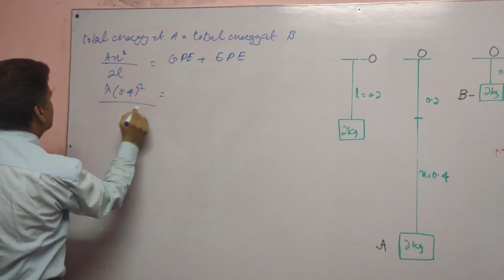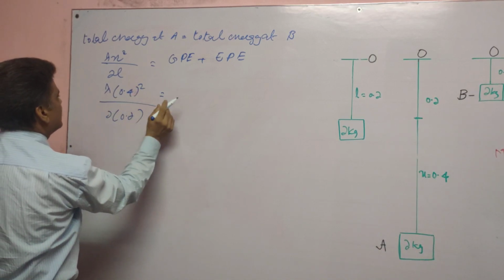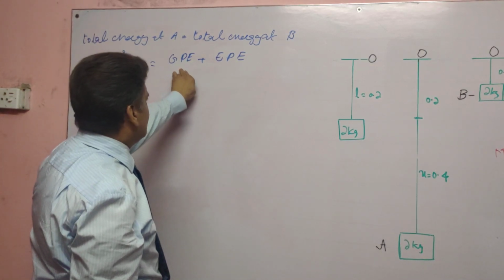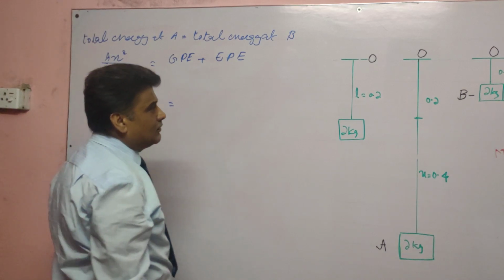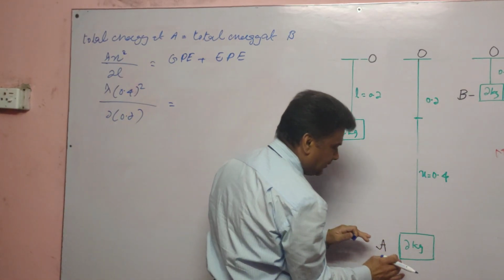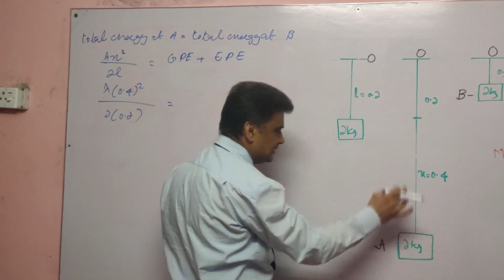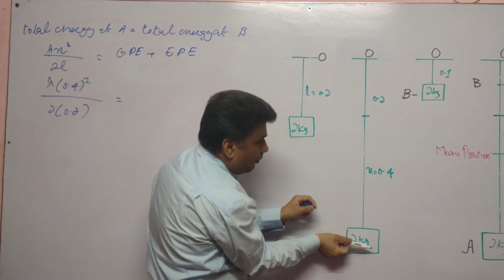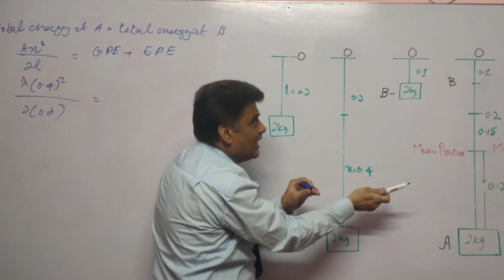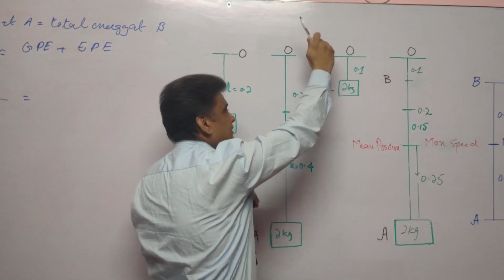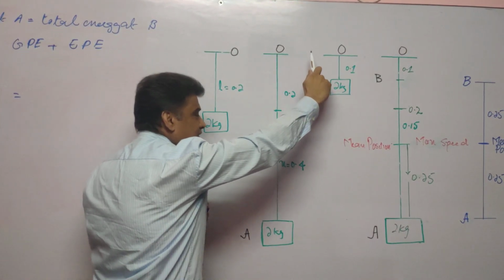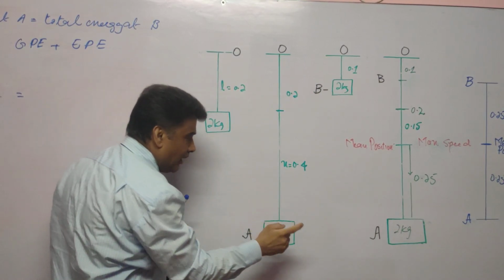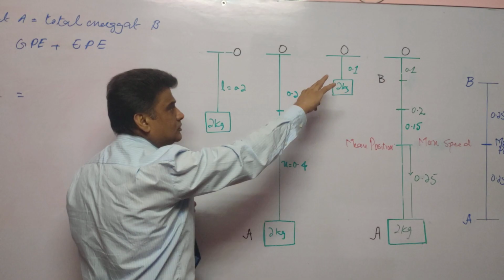0.4 squared multiplied by 0.2 will be equal to gravitational potential energy. When the mass is released from point A, it will move up to point B and will not move above B. It will return from B, and the distance from point A to B will be equal to 0.5.